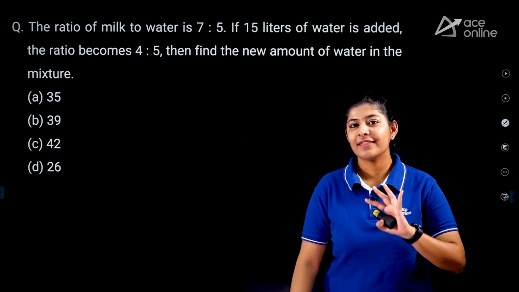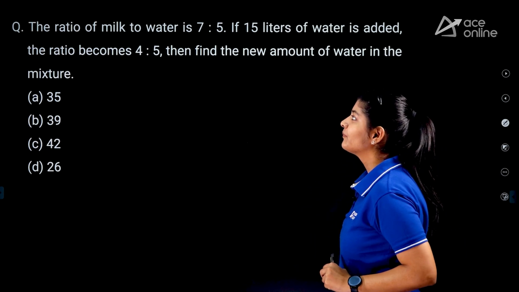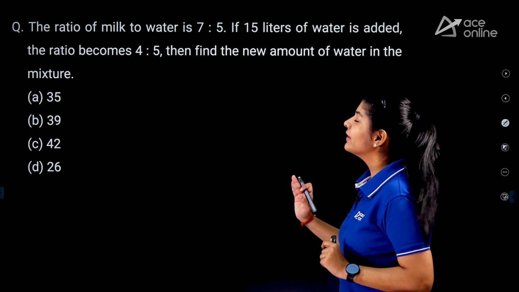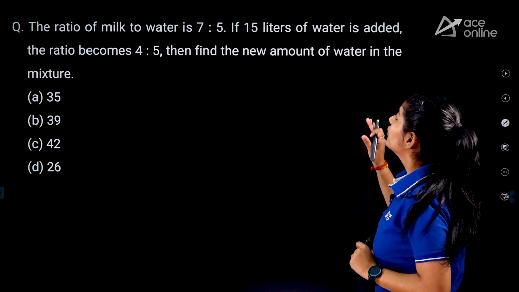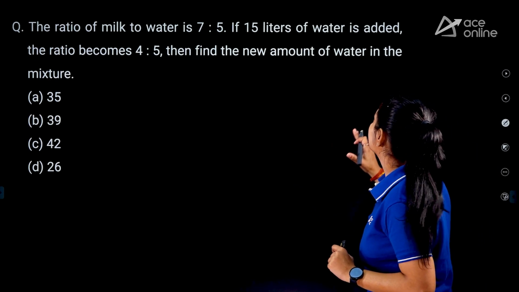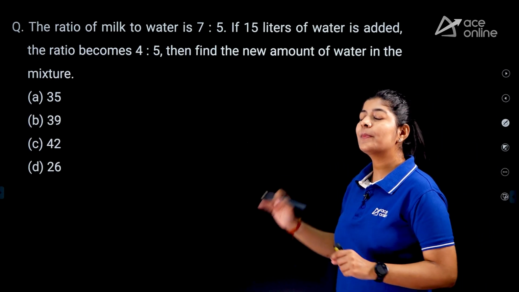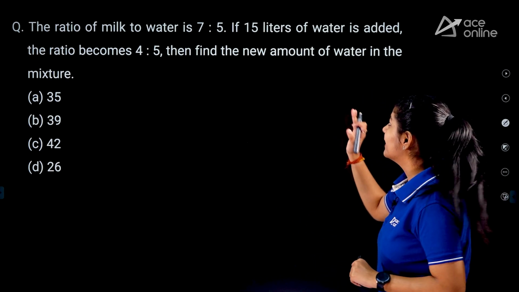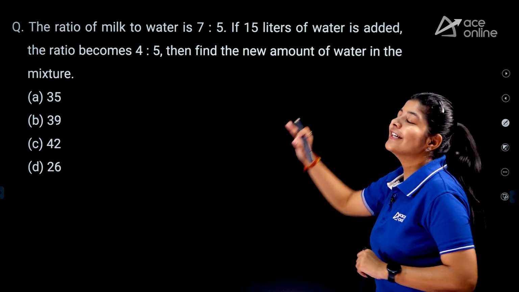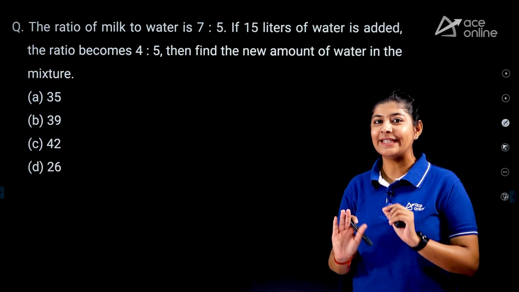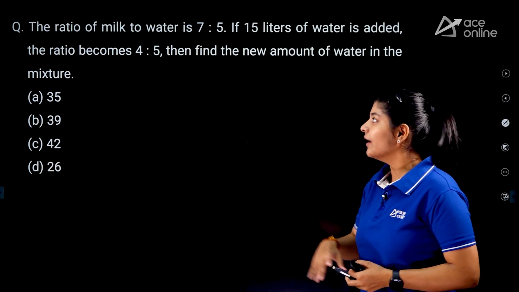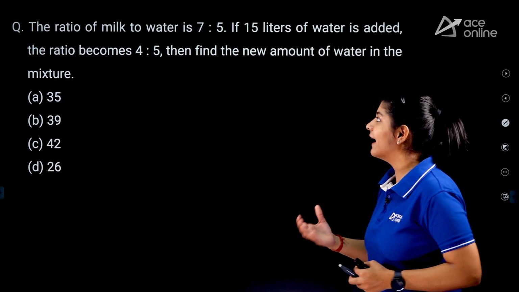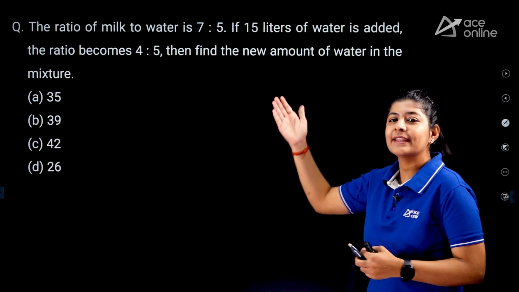So, the first question says that the ratio of milk to water is 7:5. If 15 liters of water is added, the ratio becomes 4:5. Then, find the amount of water in the mixture. You completely understood the question, right? Now, based on this data, just try to identify the amount of water in the mixture.